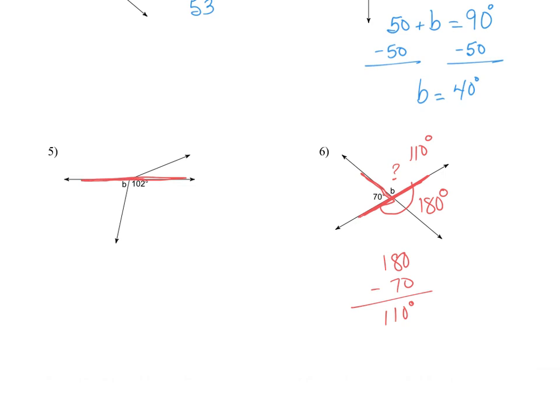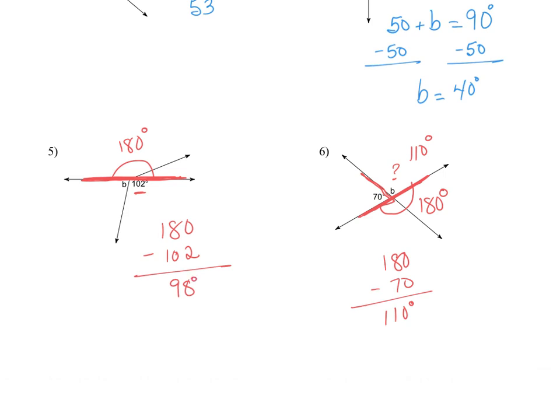Okay, similar situation here. The other arrow is just extra that you don't need. Again, we have a straight angle that again adds to 180. We're given one of the smaller angles, so 180 minus 102 will give us the measure of angle B. So if my mental math is correct, I think this would be 98 degrees.